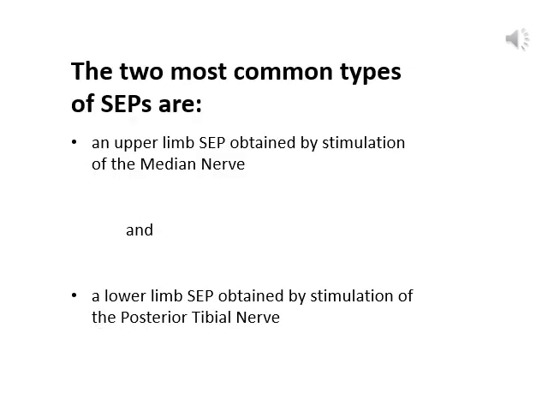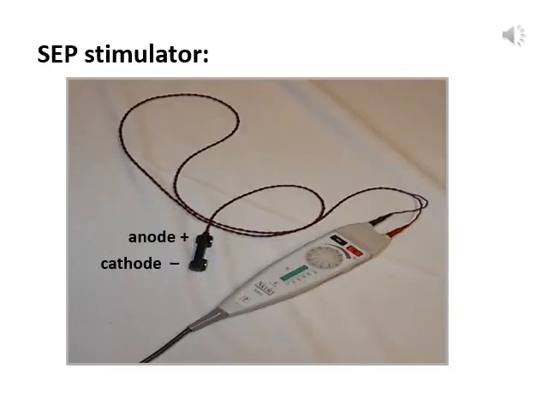The two most commonly recorded clinical SEPs are the upper limb SEP, usually acquired by stimulation at the median nerve, and the lower limb SEP, usually acquired by stimulation of the posterior tibial nerve. This is a picture of the SEP stimulator and electrode. The stimulator has a dial that adjusts the intensity of the stimulation.